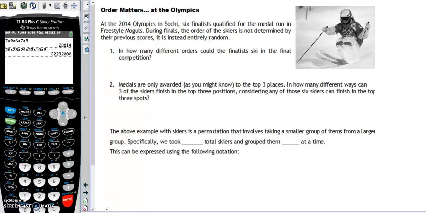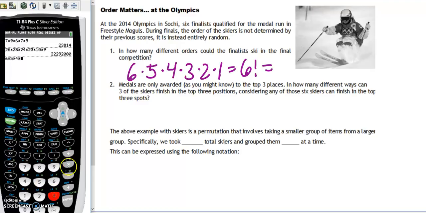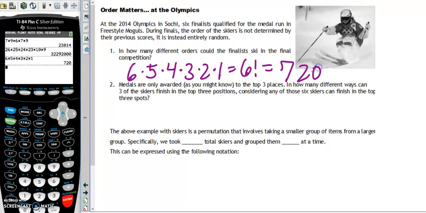So then some examples with that. If we were talking about an Olympic example, in 2014 in Sochi we had 6 finalists qualified for the medal run in the freestyle. During the finals, the order of the skiers is not determined by their previous scores. It is instead entirely random. How many different orders could the finalists ski in the final competition? If there are 6 different skiers, then there are 6 different skiers who could go first. Once that skier is gone, there are 5 different skiers who could go second, 4 different skiers for third, 3, 2, 1, which is the same as 6 factorial. And we could multiply that out and find out that the skiers could compete in 720 different orders.